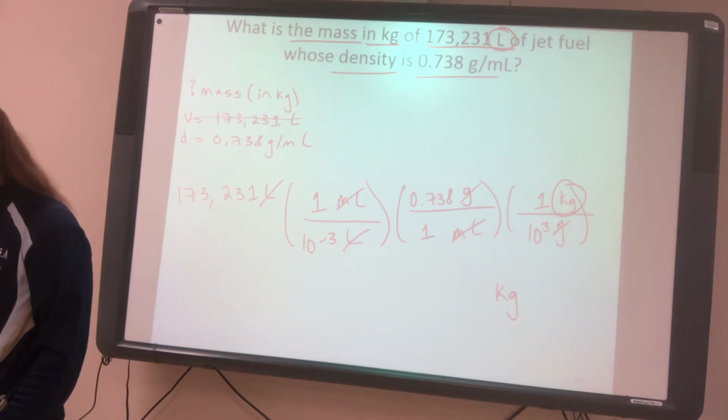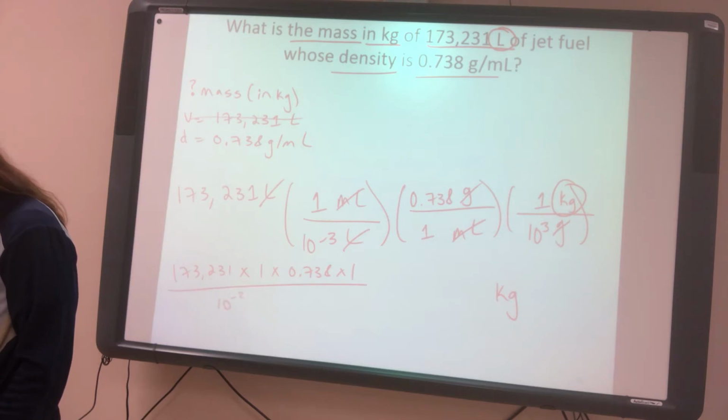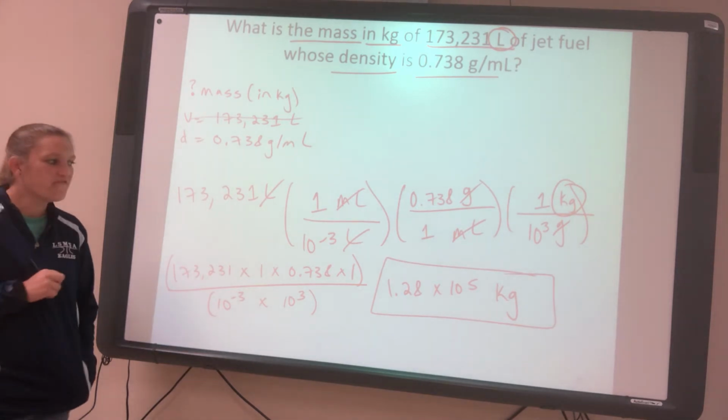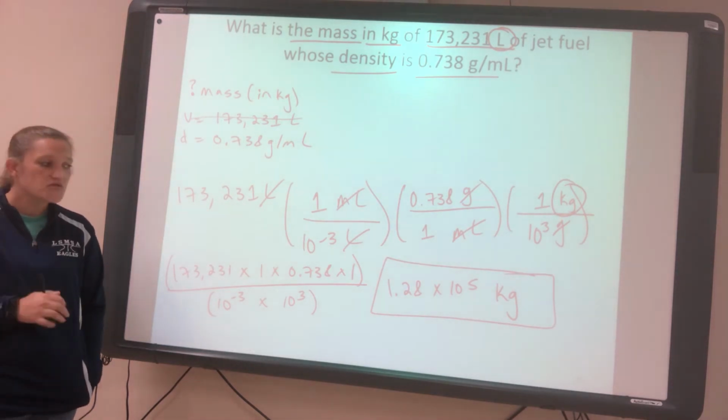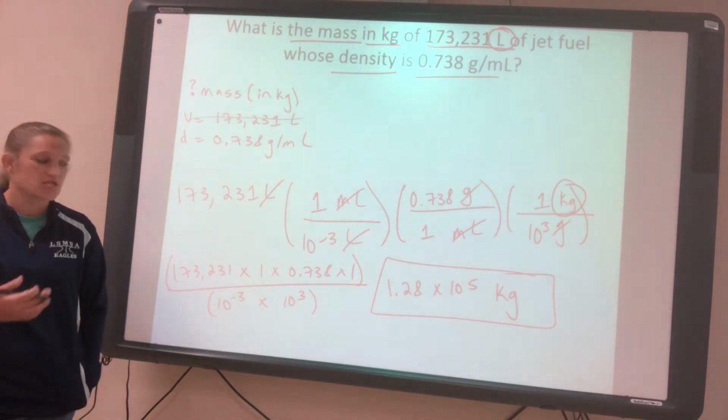So now I do the math. 173,231 times 1 times 0.738 times 1 divided by 10 to the negative 3 times 10 to the 3. That's in a parentheses, that's in a parentheses. I do the math, and my answer is going to be 1.28 times 10 to the 5th kilograms. You want to write this stuff in scientific notation. If you're not used to scientific notation, you need to practice that, because we're going to do a lot of scientific notation in this class.